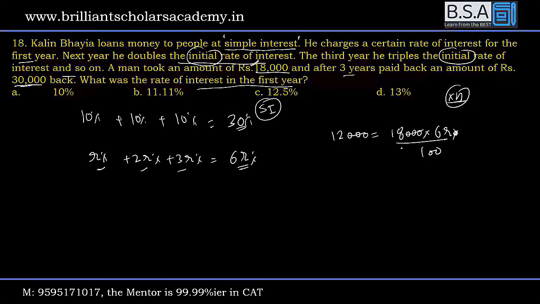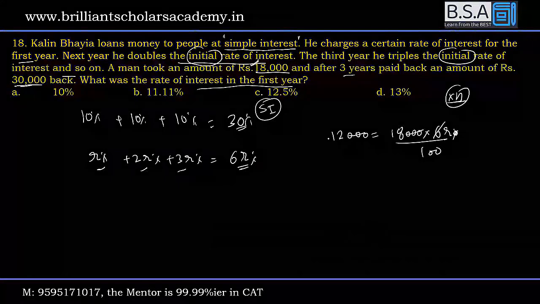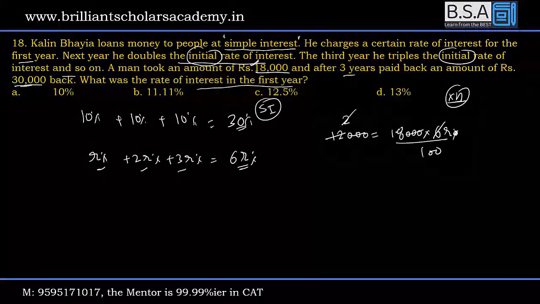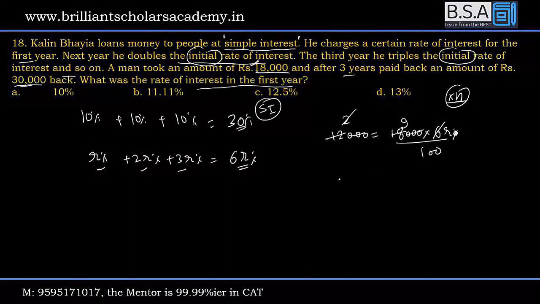So remove some zeros. 2 zeros are gone. This is cancelled 2 times. This is cancelled 9 times. So R now is 100 upon 9. What is 100 upon 9 as a percentage? 11.11%.